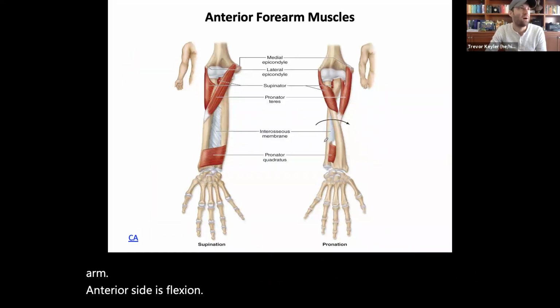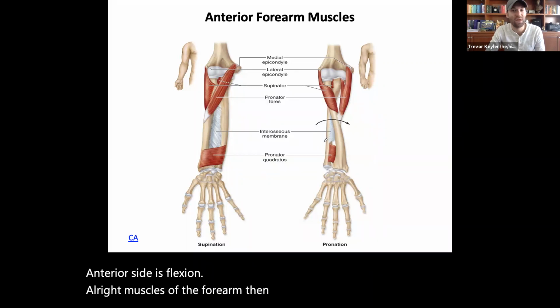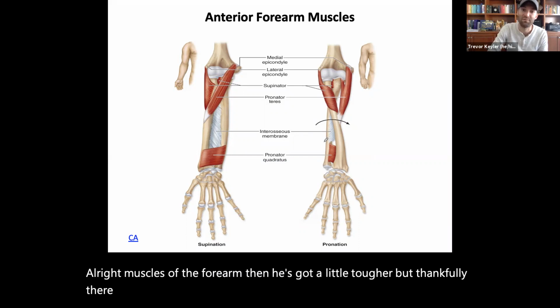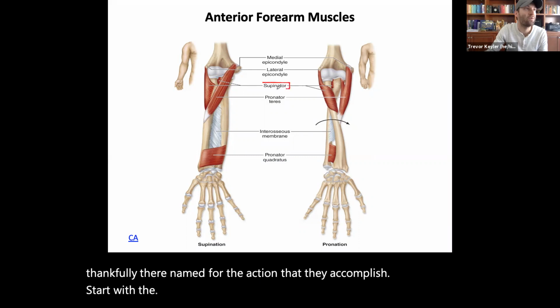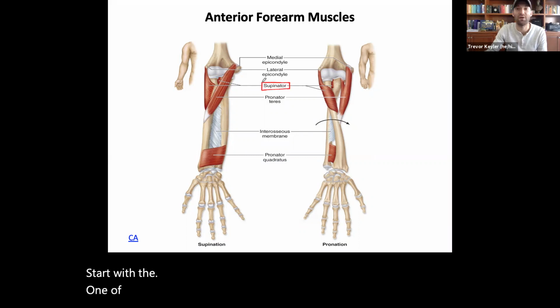All right, muscles of the forearm then. These get a little tougher, but thankfully they're named for the action that they accomplish. Let's start with one of those. Here we have the supinator. It's the worst superhero name ever.